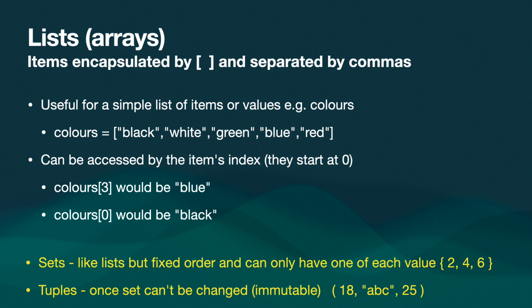And because the colours I'm using are strings, each one needs to be surrounded by speech marks. So black as an item is surrounded by speech marks because it's the word black. I put a comma to separate it from the next one, and then the word white is the next item in the list with speech marks around it again because it is a string.